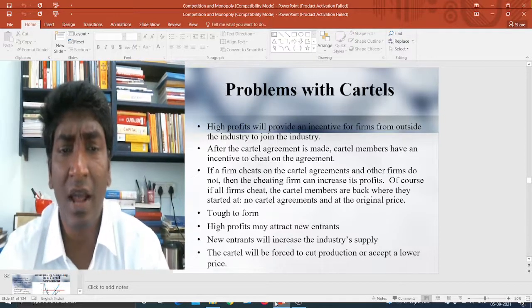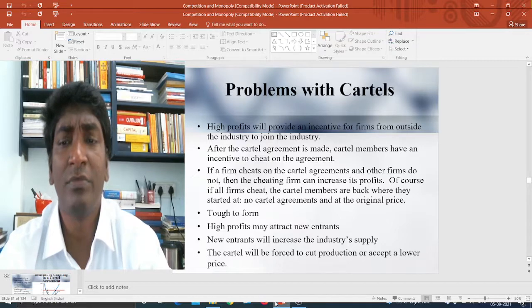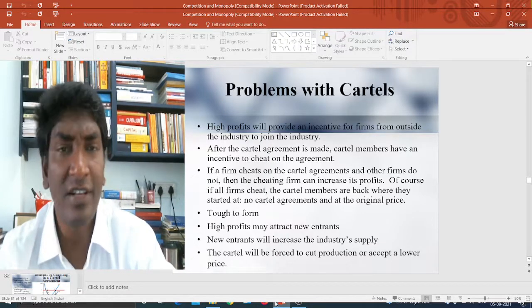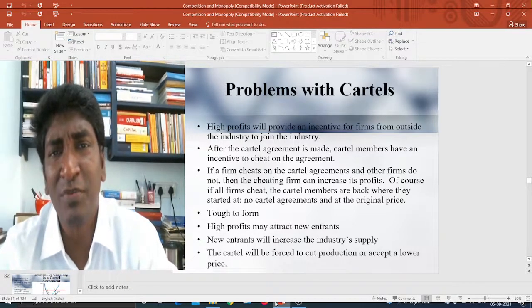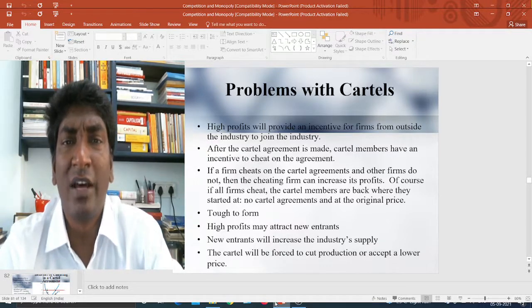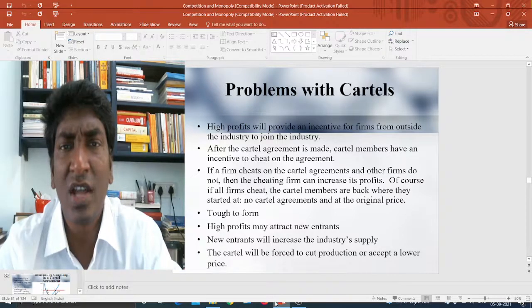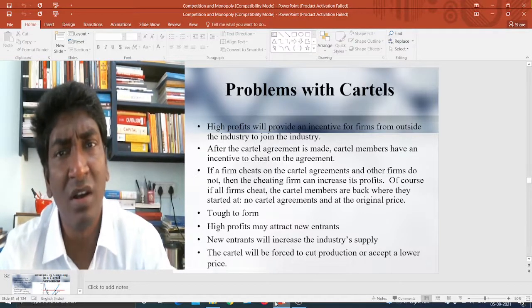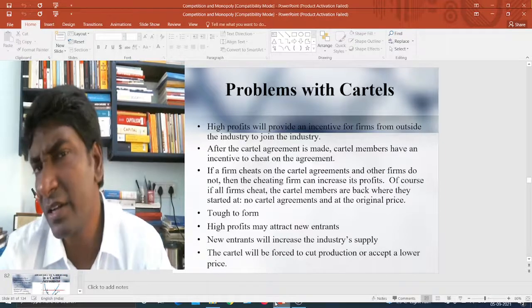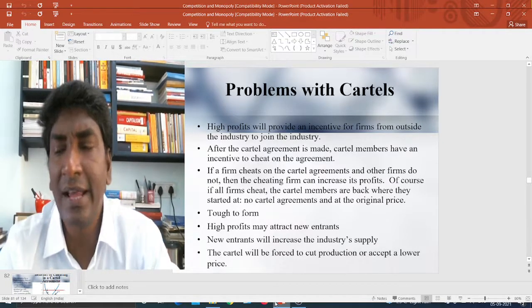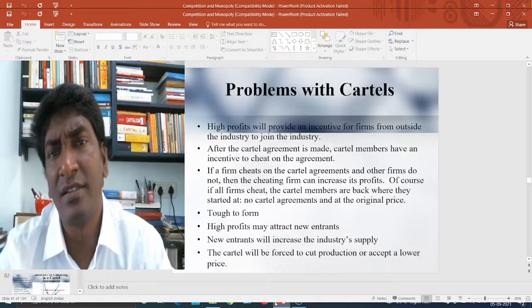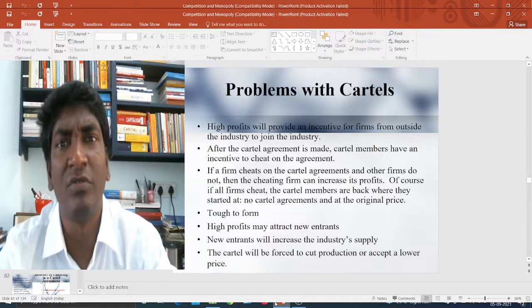So the problem with cartels: high profit will provide an incentive for firms from outside the industry to join the industry, but still it is a cartel. Even if many firms come, they have to follow cartel rules. Cartel is a very powerful system, and in fact almost all industries form cartels these days, especially big, international industries. You have the oil cartel, the diamond cartel, the gold cartel, the arms cartel, drug cartels. All international output is being formed in cartels. You have steel cartels, mobile phone cartels, all parts, etc.